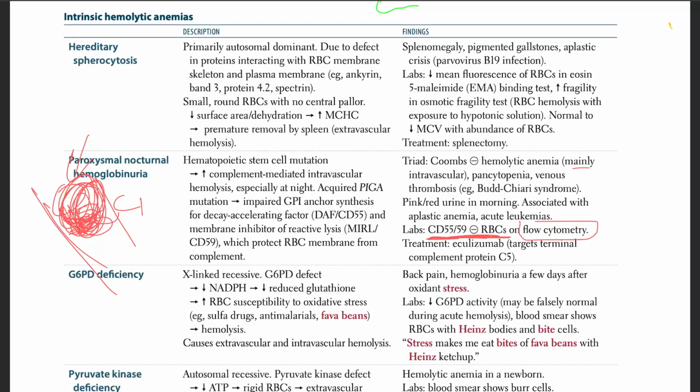So CD55 and CD59 are not going to be present on RBCs because they don't even have the GPI that was supposed to be there so that they can bind. So on flow cytometry, you have absence of that. Treatment is eculizumab, which targets the terminal complement protein, which is C5. This targets the complement protein C5 and inhibits the complement system.